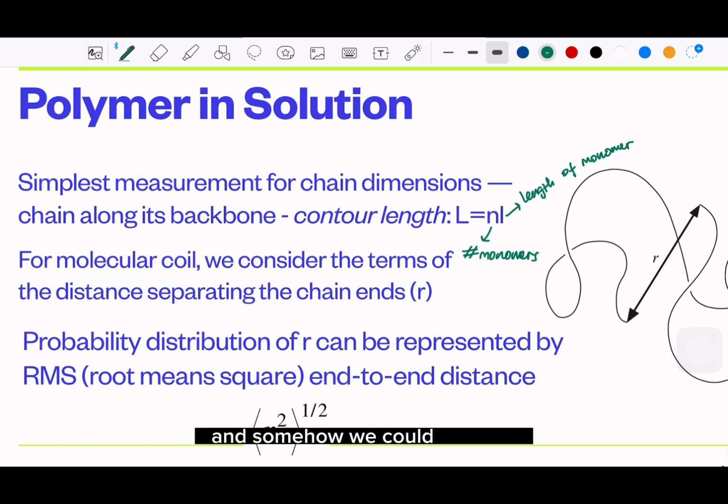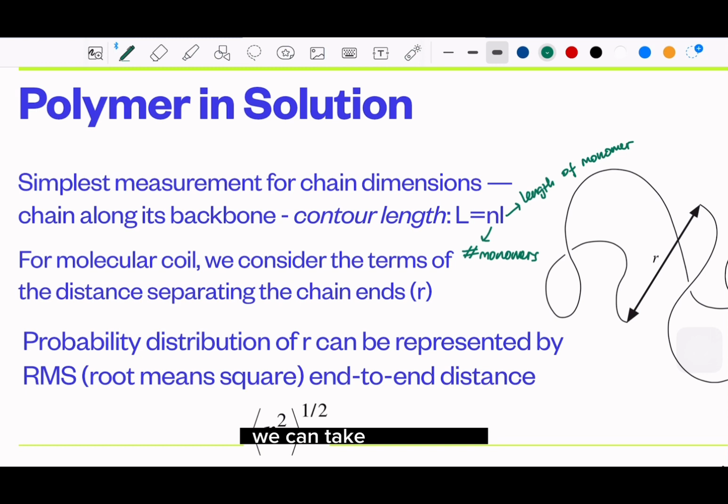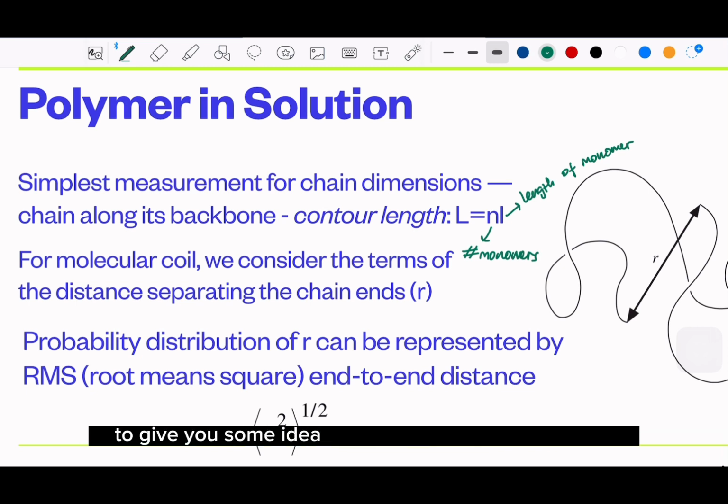And this is the average probability. Actually, we could see how we model the polymers using vectors. If you take the 3 axes, we can take the vectors, model them and find the magnitude value, which usually means taking the square and then taking the square root. So it's similar to that, to give you some idea on this probability.